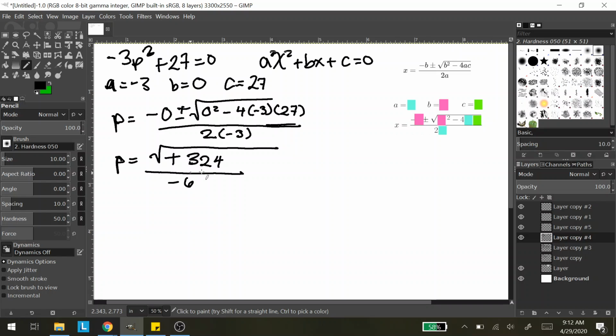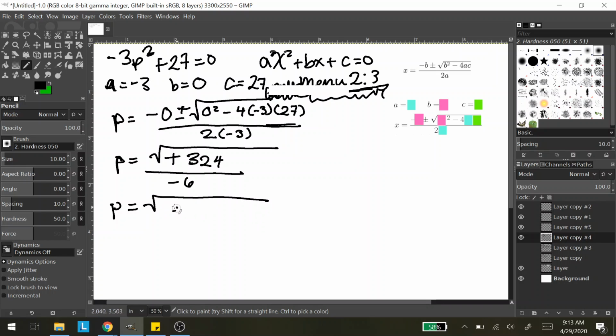Well, now we're going to break down that 324. Remember, we're going to use menu 2, 3. The little area of my screen is broken. I'm going to do menu 2, 3, 324. And I'm getting 2 twice, 3 4 times, all over negative 6.